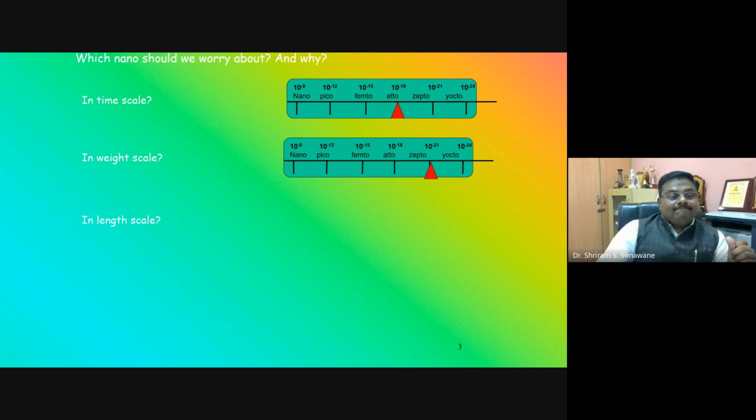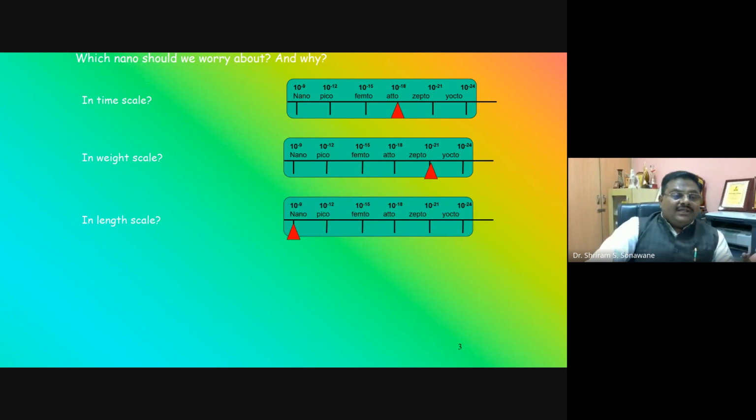Next slide, please. So in length scale, these are the three scales which are very, very important as far as nano and beyond nano we want to go. As far as length is concerned, I'm talking about the diameter. Next, please, just give it a tap. It goes from 10 raised to minus 9 to 10 raised to minus 10, and again it comes back to 10 raised to minus 9.